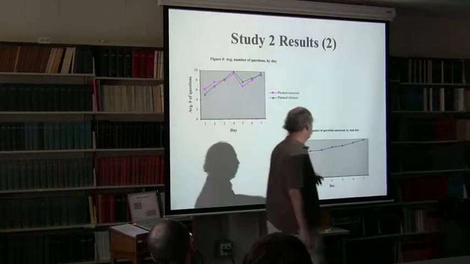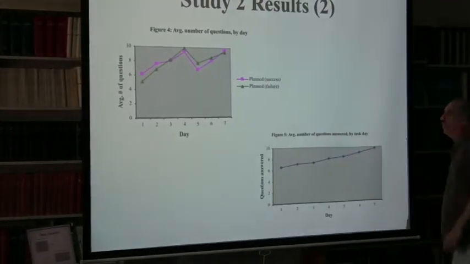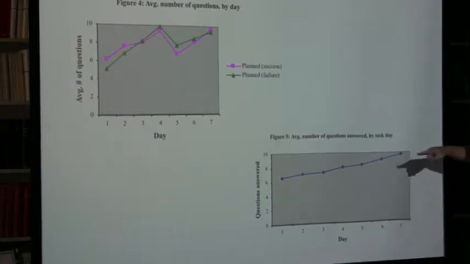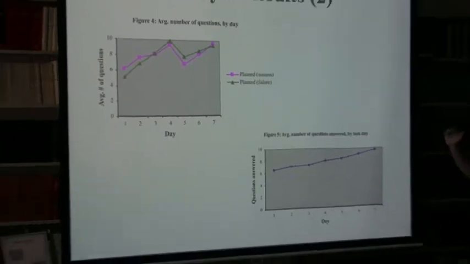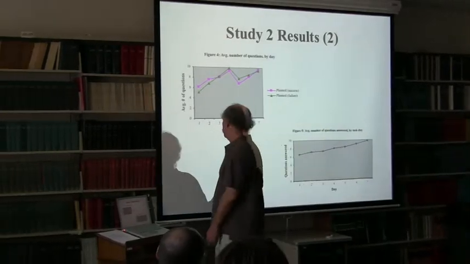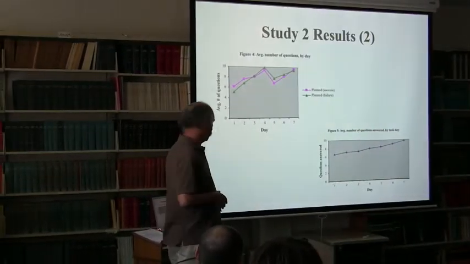And this is the average number of questions answered by task day. So you might expect to see some procrastination, putting the longer tasks off towards the end. We actually do see that. This is a pretty clear pattern of an increasing number of questions over the 7 days. This is only for people that finished the task.